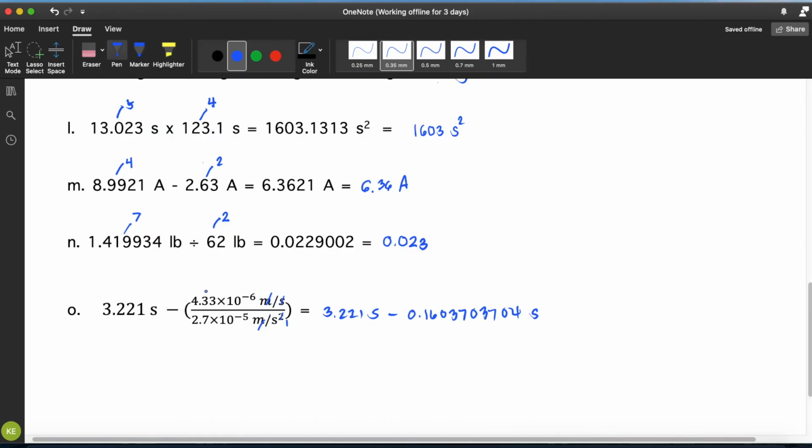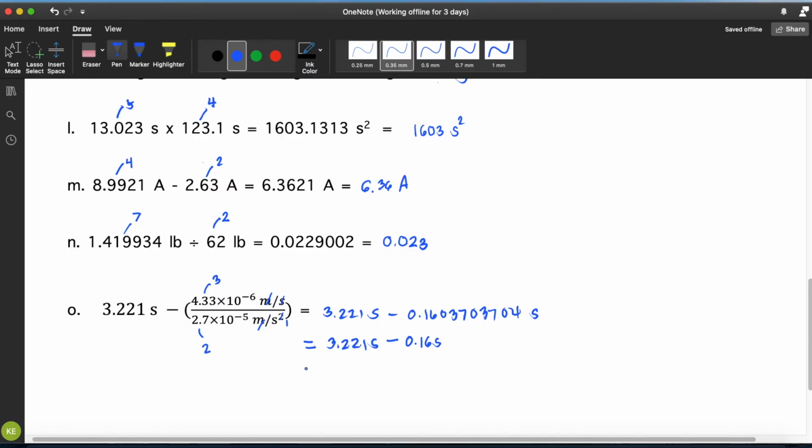Here, one number has 3 significant figures, while this one has 2. Therefore, since this answer is too long, we'll take 2 significant figures, so you'll have 0.16 seconds. So again, you'll have 3.221 seconds being subtracted by 0.16 seconds.